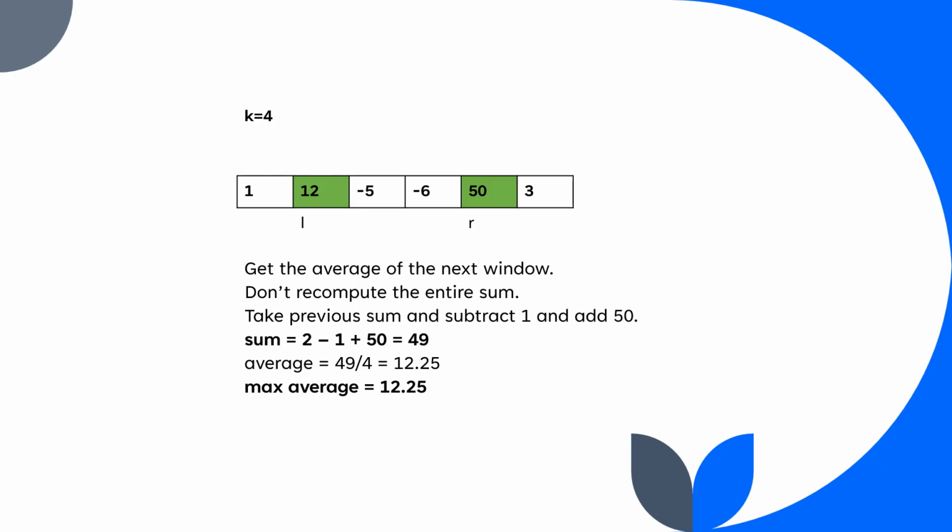Then you're going to get the average of the next window. Again, remember, you don't want to recompute the entire sum. So you take the previous sum and subtract 1, because that's where our previous left pointer was, and you add 50, because that's where our right pointer moved. You get a new sum and a new average. Our average increased, so that's our new maximum average.